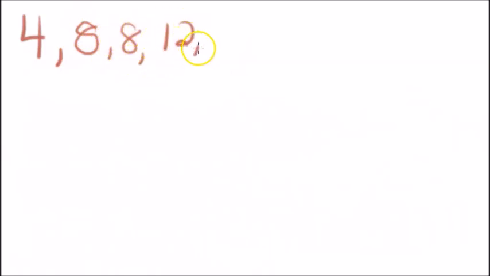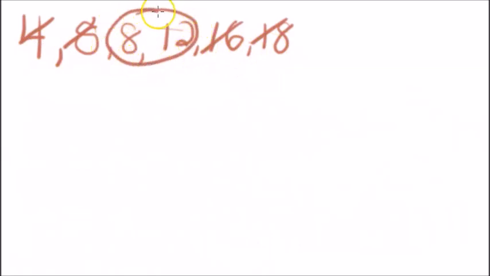Now let's calculate the median to the same data set. So 4, 8, 8, 12, 16, and 18. Now notice that, let's go ahead and eliminate some. So we have 4, 18, 8, 16. Well, we have 2 eliminated on this side and 2 eliminated on this side, and we have 2 middle numbers.